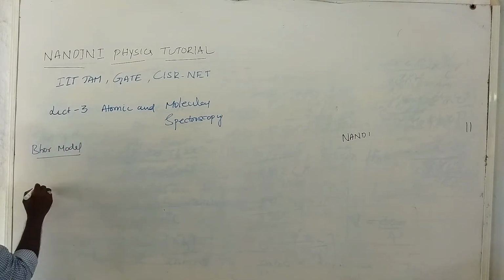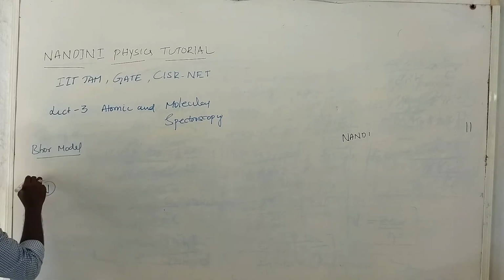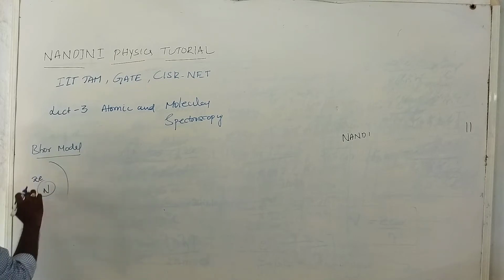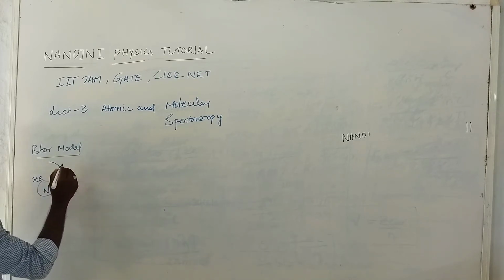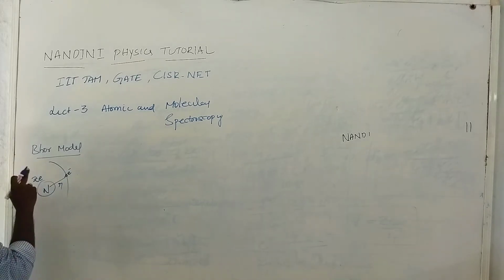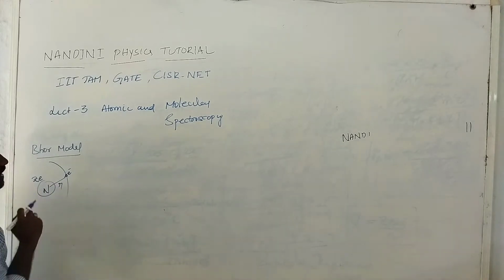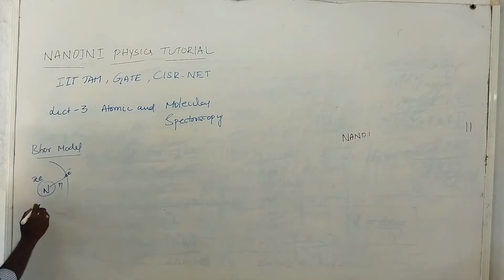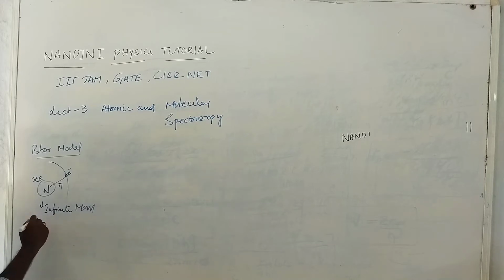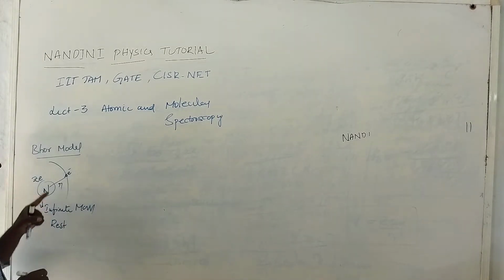Bohr considered this is the nucleus, the charge of the nucleus is Ze, and around this nucleus the electrons are revolving in a fixed orbit at a distance small r. As I explained in the previous class, Bohr considered this nucleus to have infinite mass compared to the mass of the electron, and it is at rest. So finally Bohr derived some formulas.